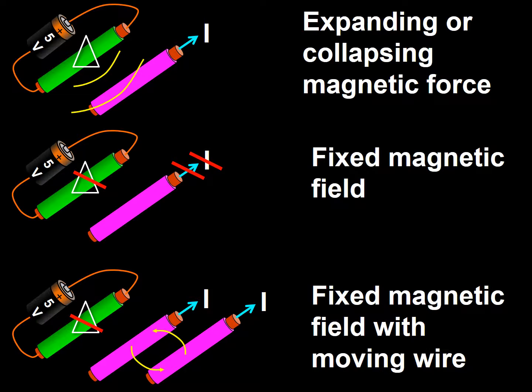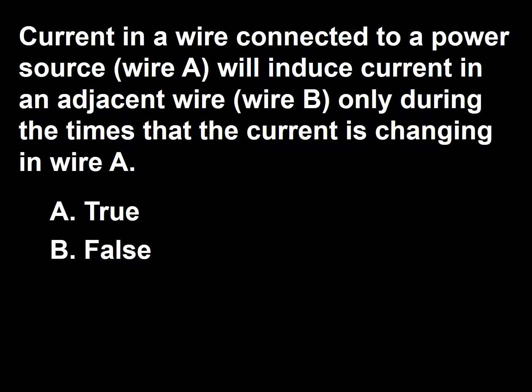When current is not changing in the primary wire, but the secondary wire is moved across the magnetic field of the primary wire, current will occur in the secondary wire. So the answer to this question is B. False.